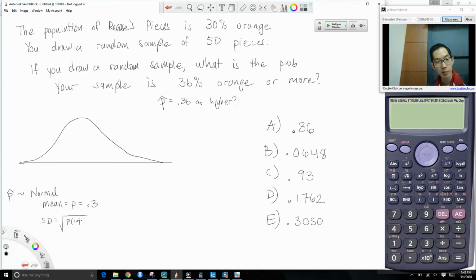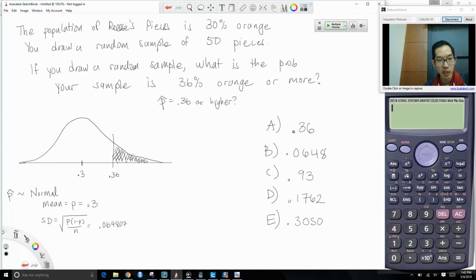P times 1 minus p over n, and we found this to be 0.0648 something something, 07 I think. Okay? So far my picture, whenever I draw a p hat, it should be centered at 0.3, and we want to know, well, what's the probability that we end up getting 0.36 or higher? Okay? So this is going to be an approximate answer because it's only approximately normal. It's not going to be exactly this, okay?